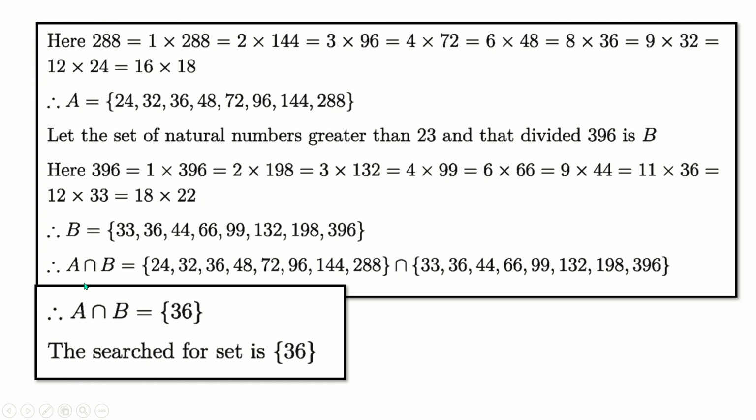Clear? Therefore, A intersection B. A intersection B means A is equal to this, B equal to this. That means the common element. A set whose element is 36. This is the required answer.